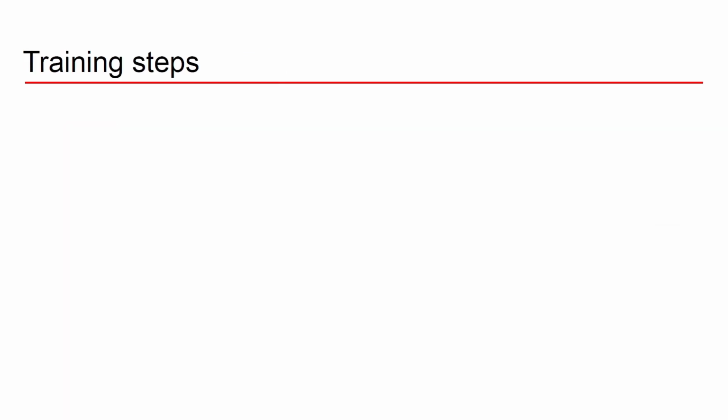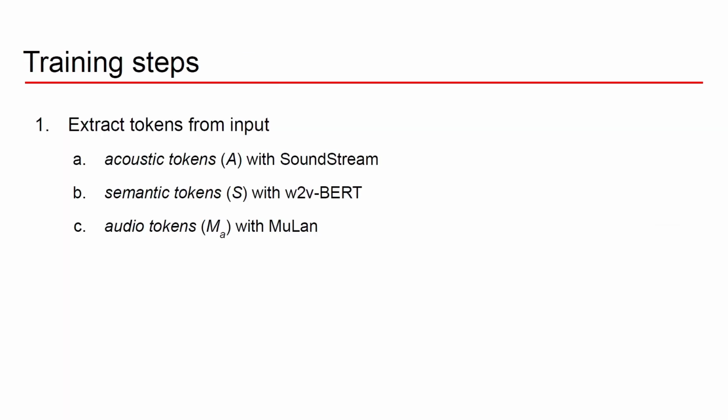Let's take a look at the training step. The first one is to extract tokens from input. So we extract three types of tokens. Acoustic tokens, which we represent with a capital A, and we extract them with SoundStream. So from the waveform, we extract these acoustic tokens. Then we have semantic tokens that are extracted with W2V-BERT. And finally, we have audio tokens, which are extracted with MuLan. Okay, so now we have all of these tokens. So what do we do with them?